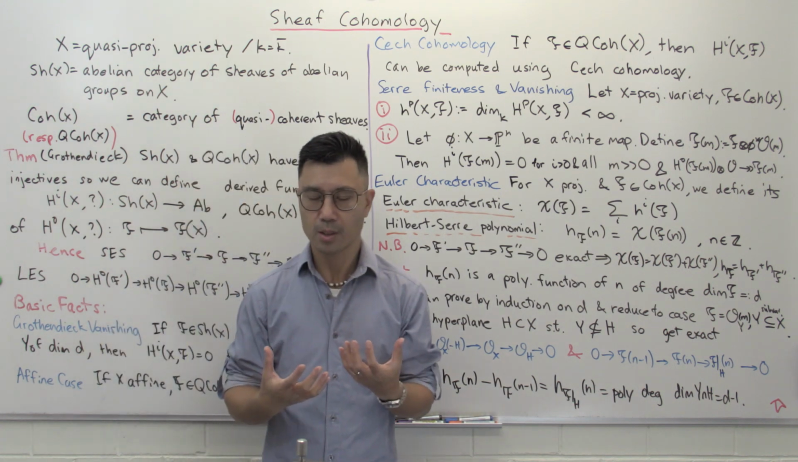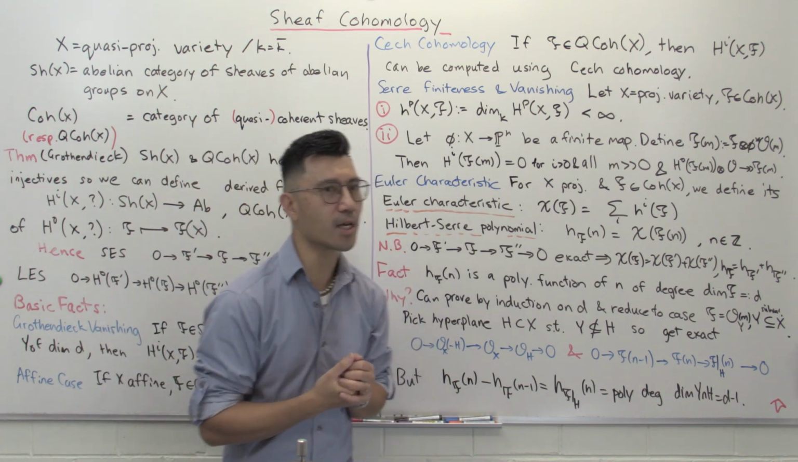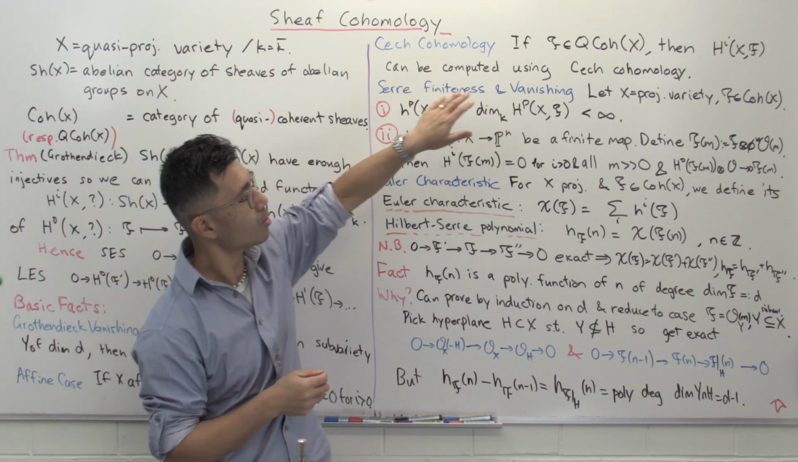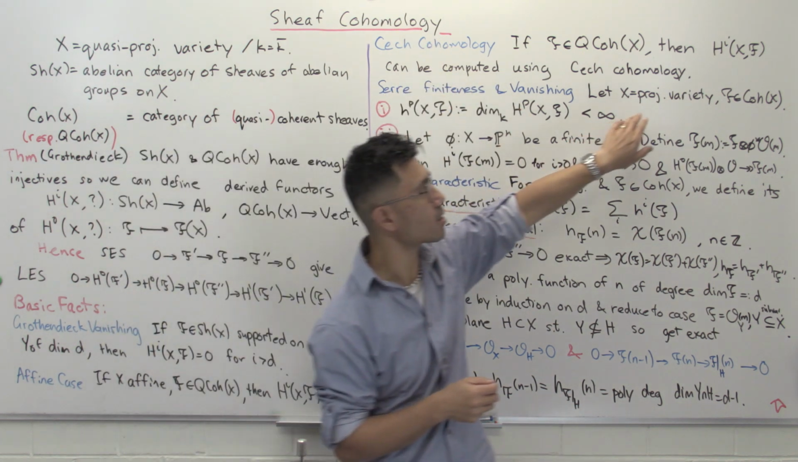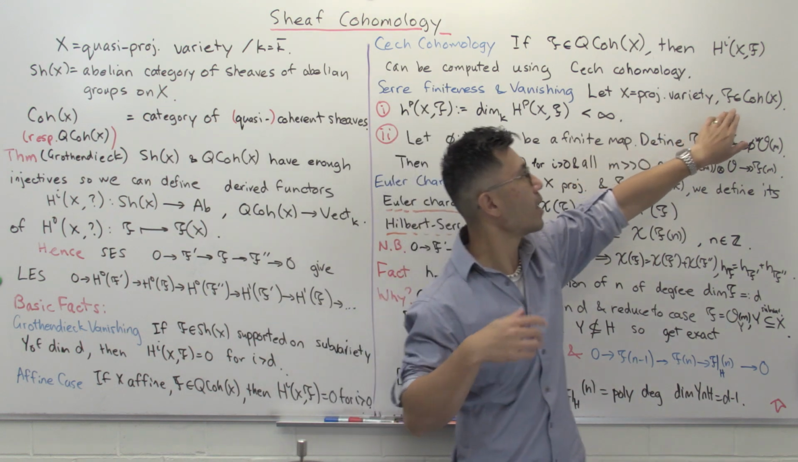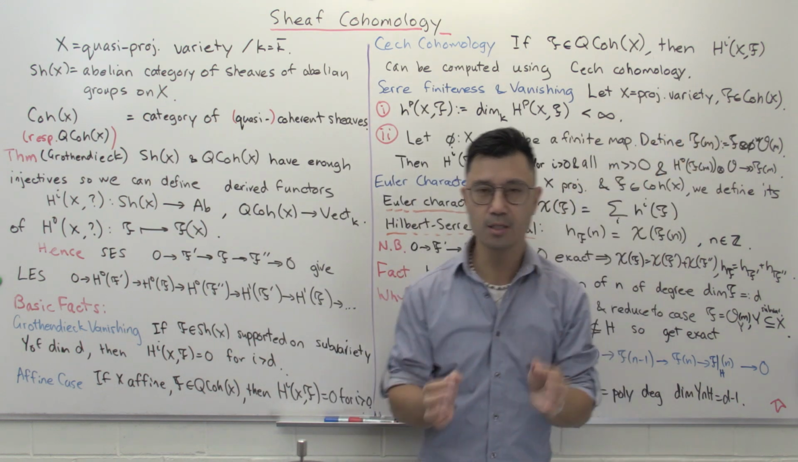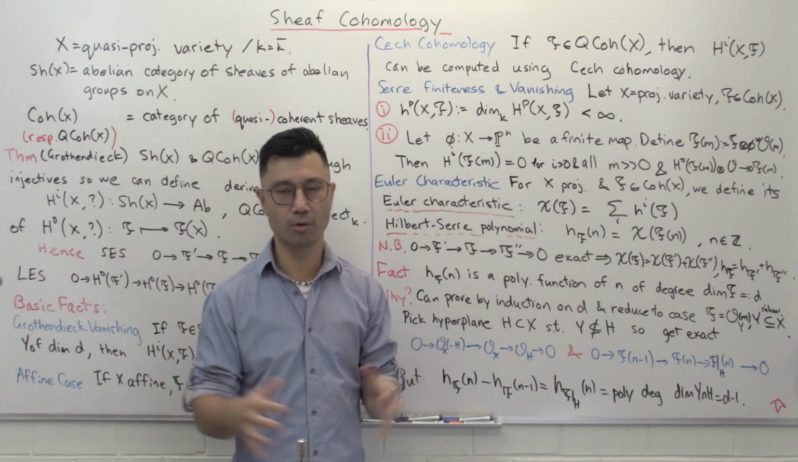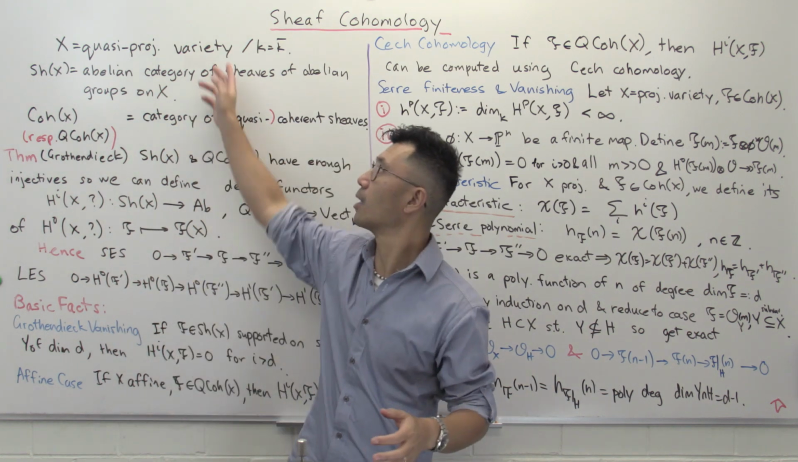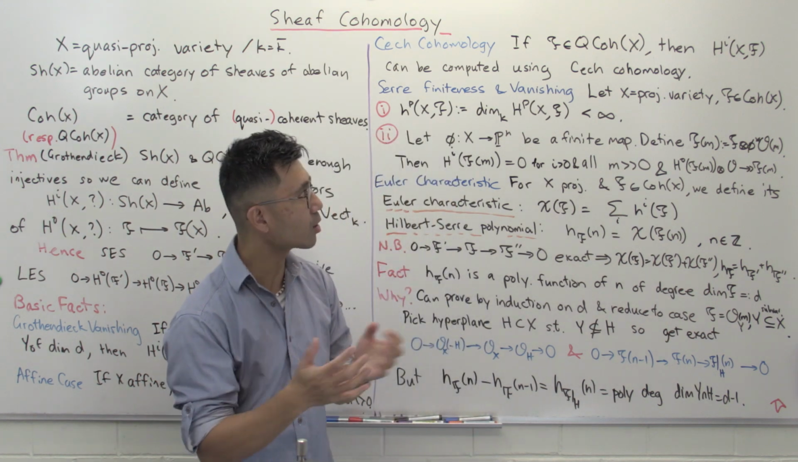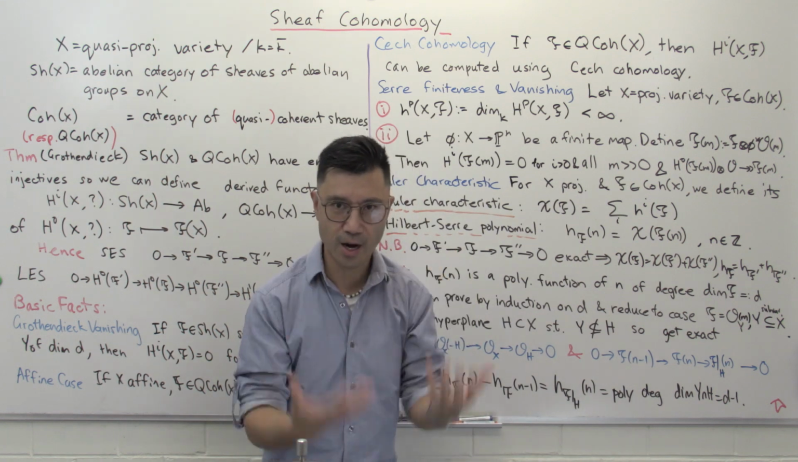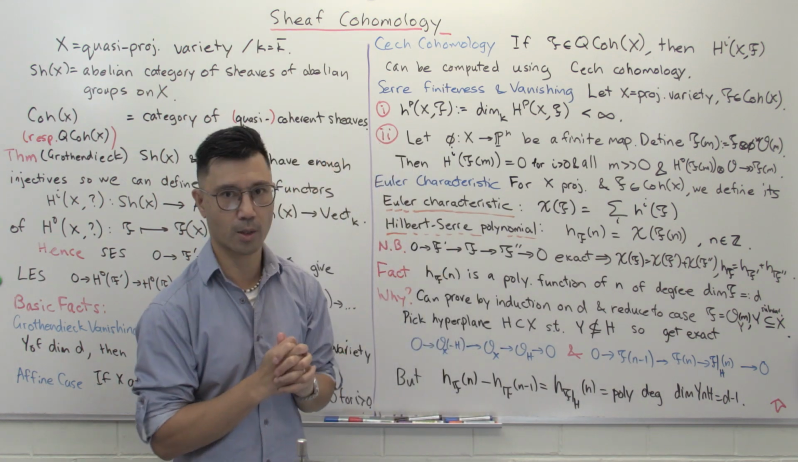Another essential result that we saw for curves is Serre finiteness and vanishing. The situation where this applies is firstly where X is a projective variety and F is a coherent sheaf. So these are both important things. X being projective basically means that you're in the compact situation, in the class of quasi-projective varieties, and coherent here means that you're in this finite setting. So it's a very, very finite situation.